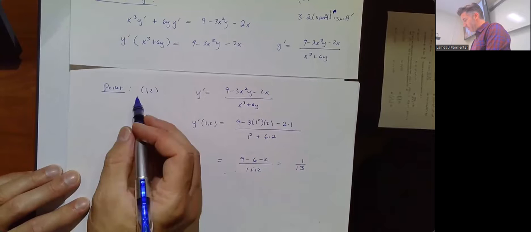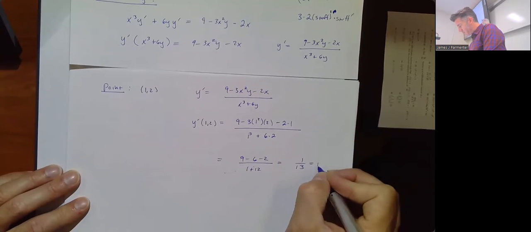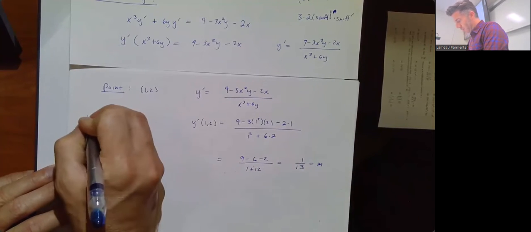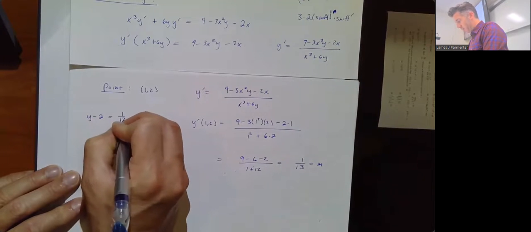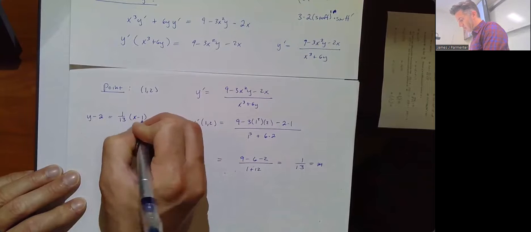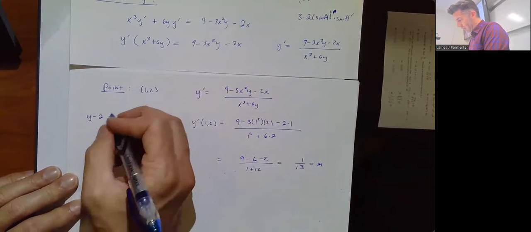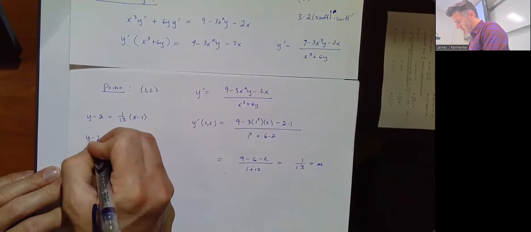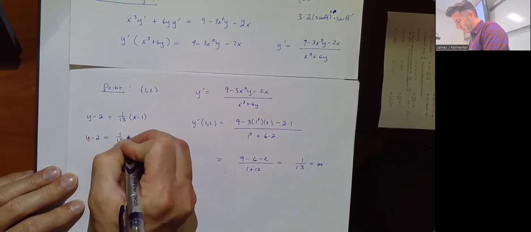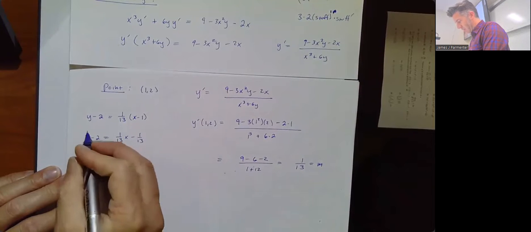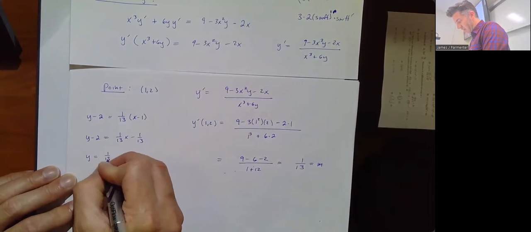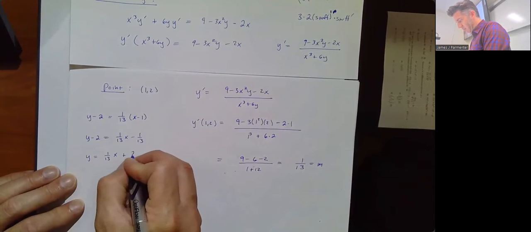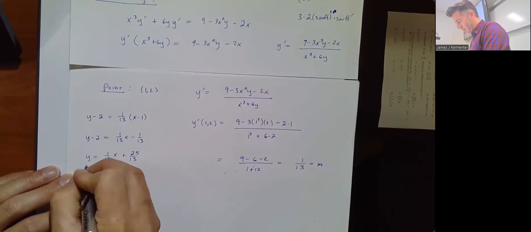Then we can use our point and our slope to find the equation. y minus the y coordinate equals your slope times x minus the x coordinate. And then we can simplify. y minus 2 equals 1/13 x minus 1/13. We can add 2, which is 26/13, and get y equals 1/13 x plus 25/13.